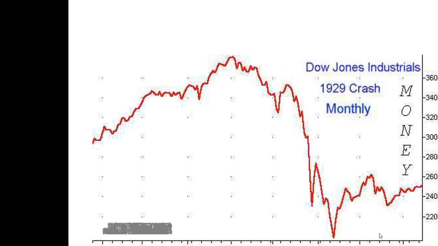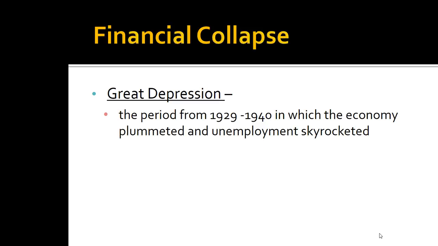Here are pictures just to show you the little dips over time. So this event does signal the start of what's called the Great Depression. We refer to the Great Depression as the period from 1929 to 1940, so roughly 11 years, in which the economy plummeted and unemployment skyrocketed. So very high unemployment during this time.